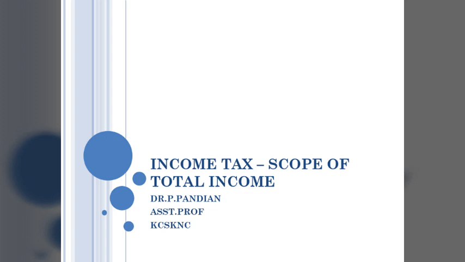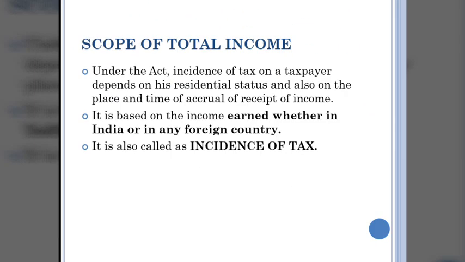The next important chapter in income tax is scope of total income or incidence of tax. What is scope of total income? Under the Act, incidence of tax on a taxpayer depends on his residential status and also on the place and time of accrual or receipt of income. It is based on the income earned, whether in India or in any foreign country. It is also called incidence of tax. This is the meaning given in the Act.